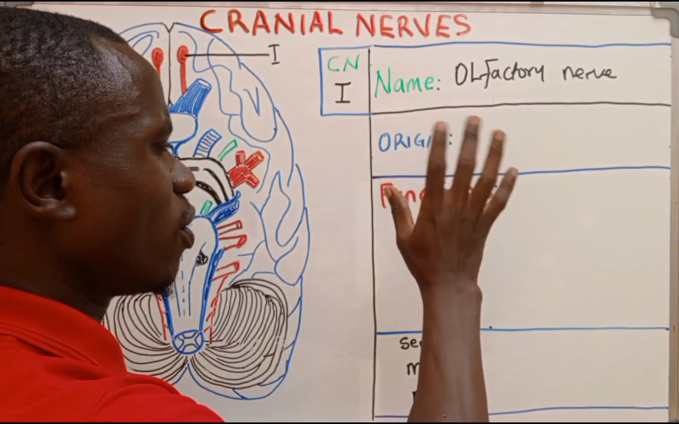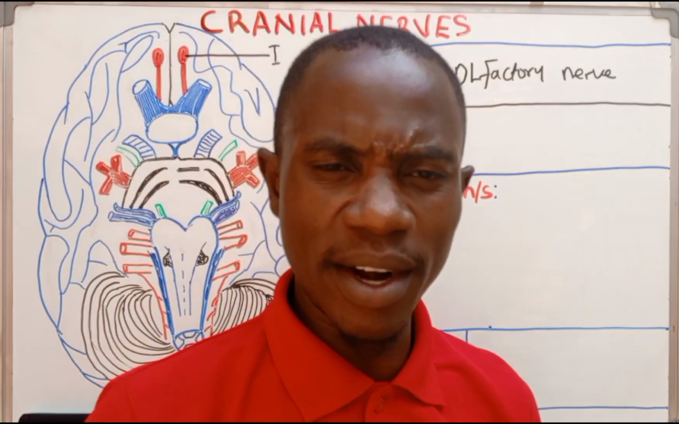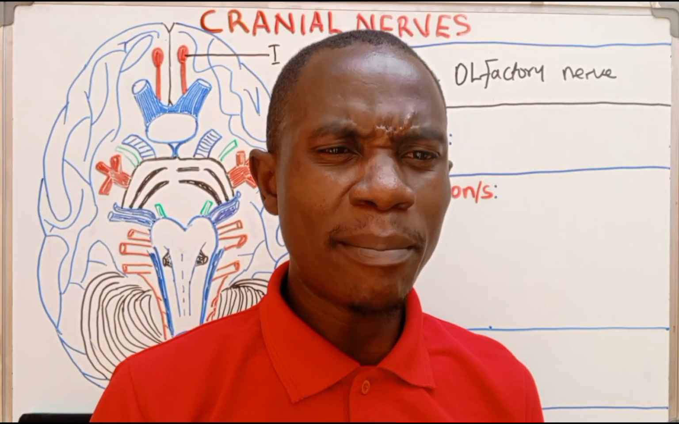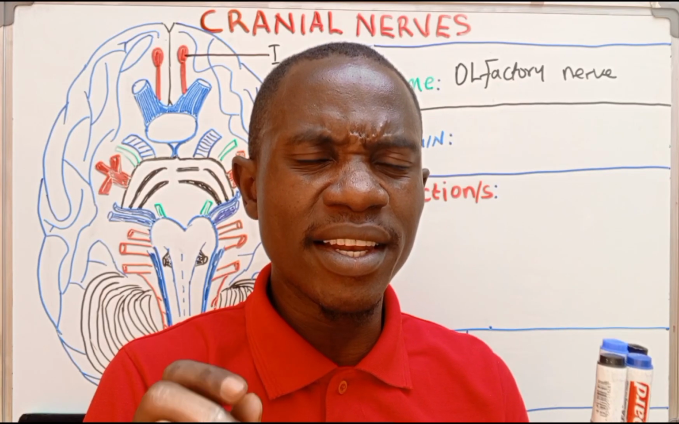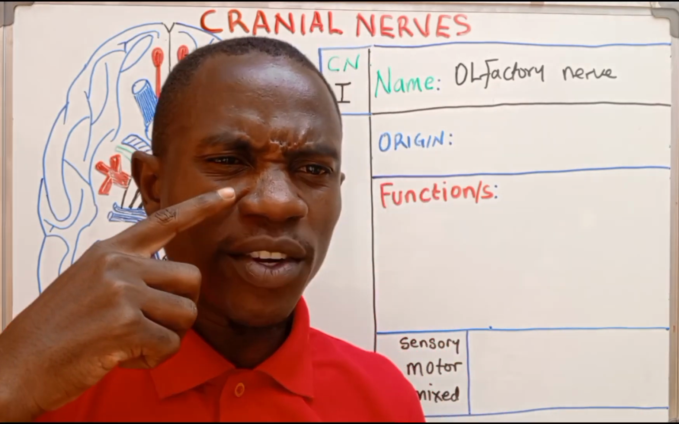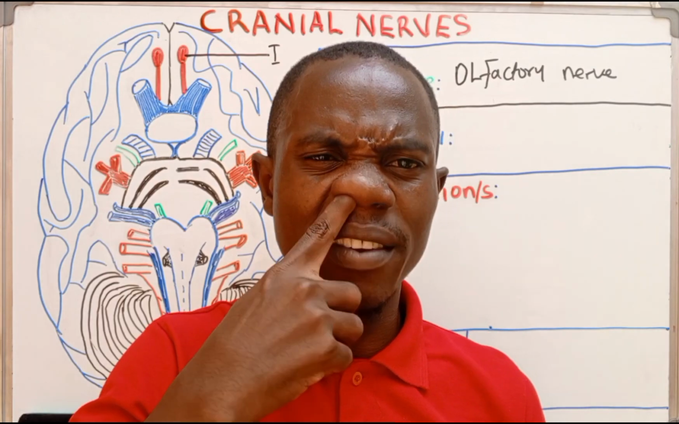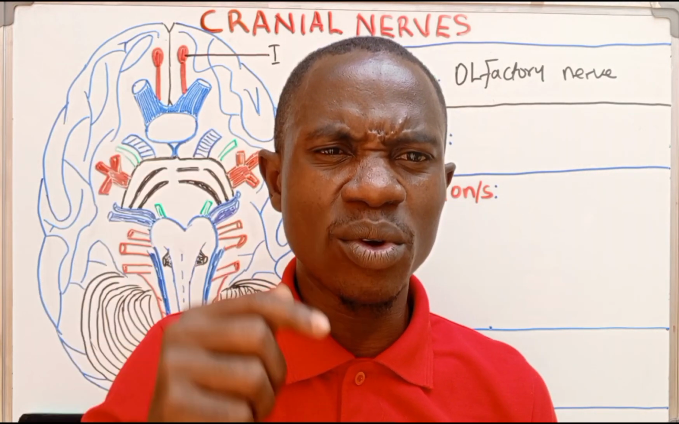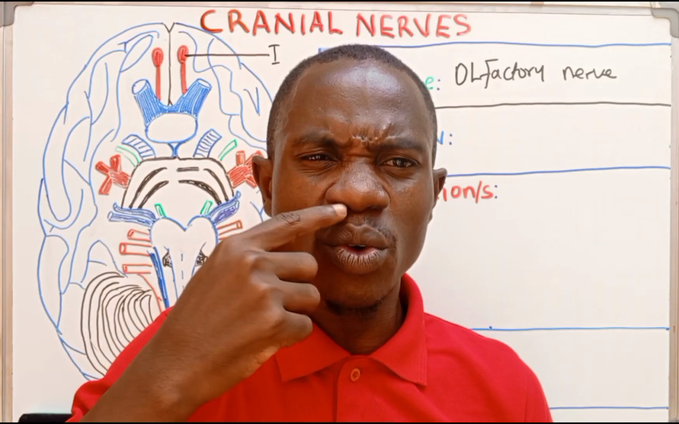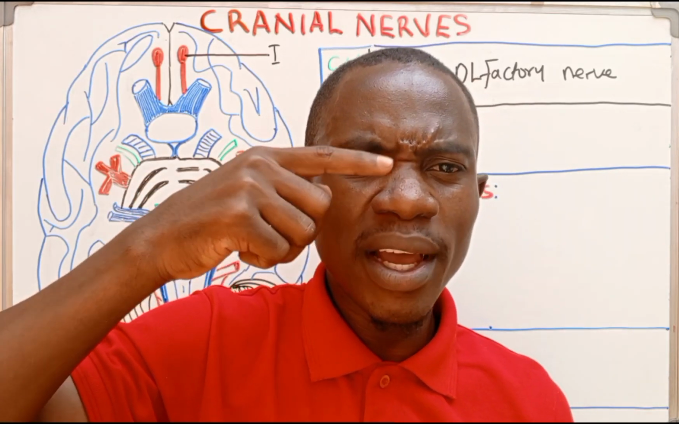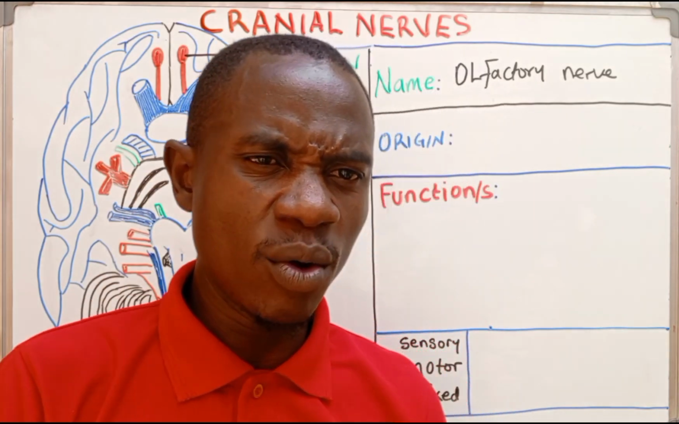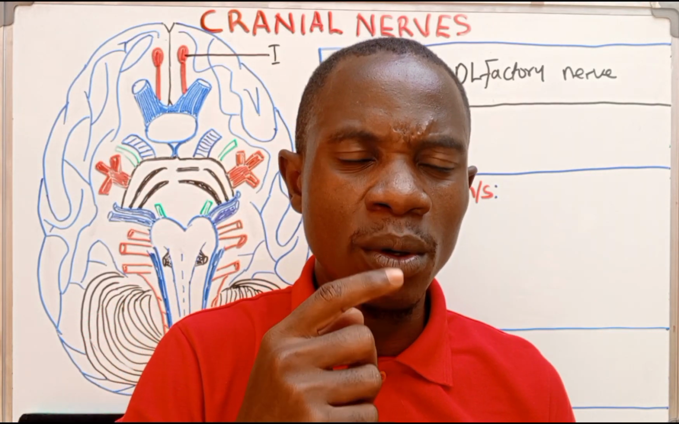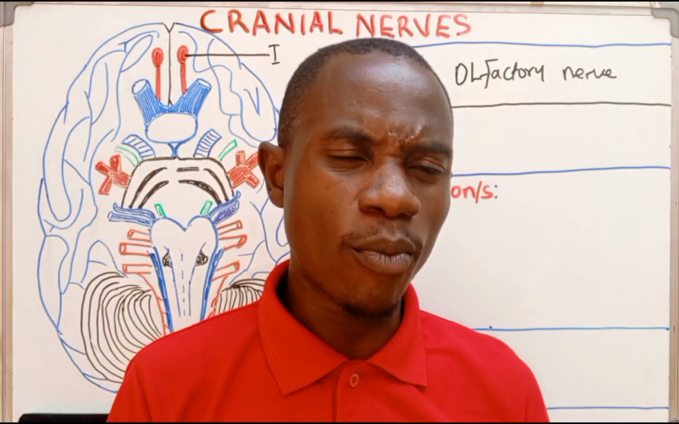So now, where do we find the olfactory nerve generally? The olfactory nerve is part of the cerebrum, okay? But where exactly are we going to find the olfactory nerve? The olfactory nerve is found in the roof of the nasal cavity. We even have what we call the olfactory epithelium, which is at the roof of the nasal cavity, okay? And also it passes through the cribriform plate of the ethmoid bone, okay?